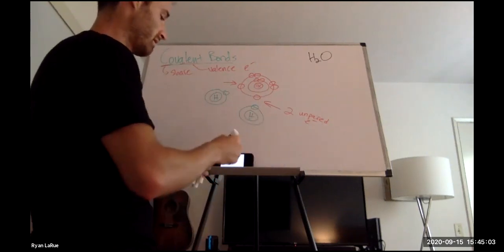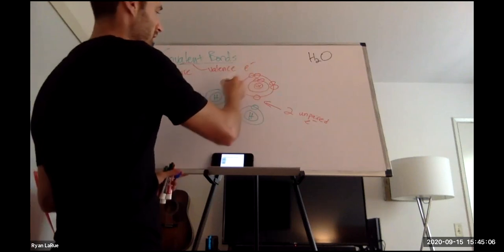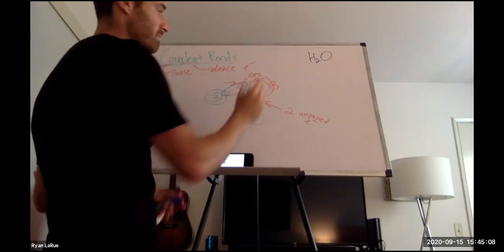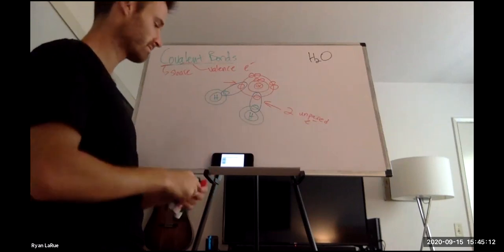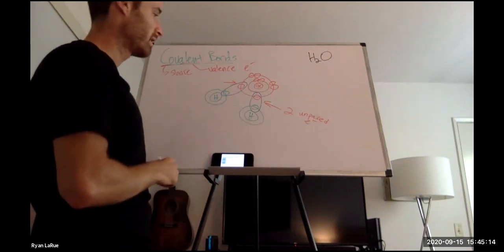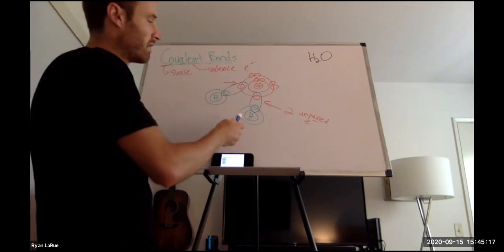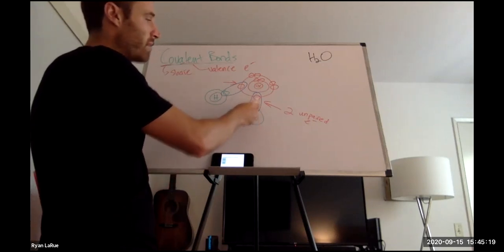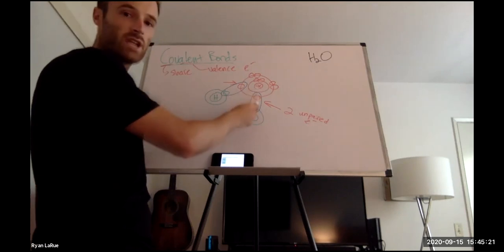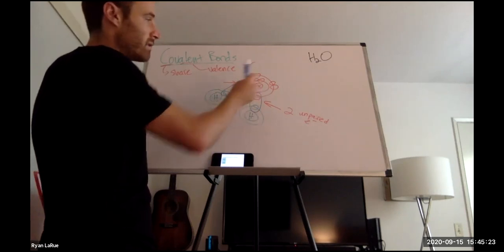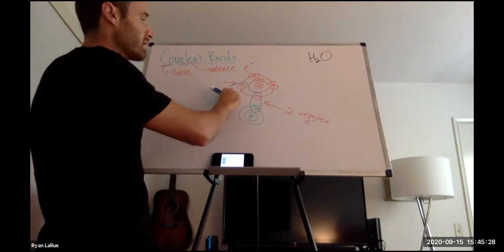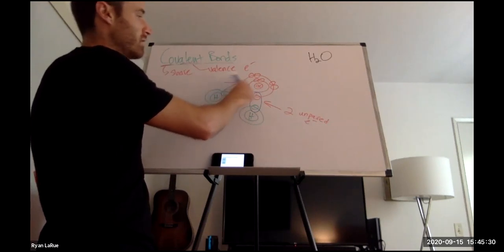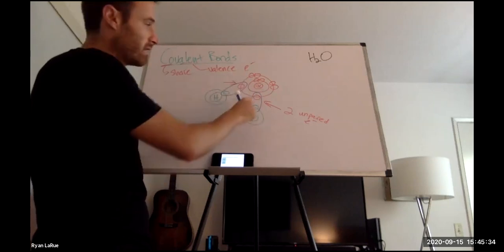I'll do it in blue. We form 2 covalent bonds, like that. So what's happening here is this pair of valence electrons is being shared between this hydrogen atom and this oxygen. And then the same thing here. This hydrogen is sharing its valence electron with oxygen's valence electron. So because of that, hydrogen now has 2.